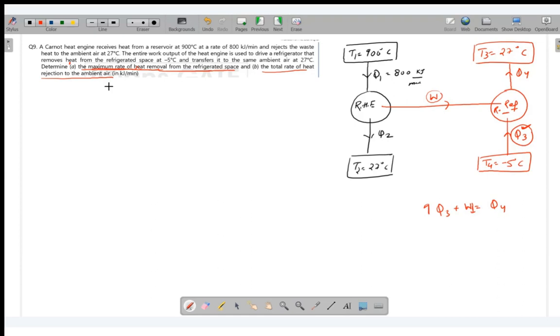Yes, Meenakshi, that is correct. Q4 plus Q2. But look, this is also rejected to the surrounding. So total rate of heat rejection to the ambient air is Q2 plus Q4. This is surrounding temperature, right? And this is also surrounding temperature. They have written it: rejects the waste heat to the ambient air. And here also they have written transfers it to same ambient air at 27. Clear? Yes? No? Why Q4 plus Q2?